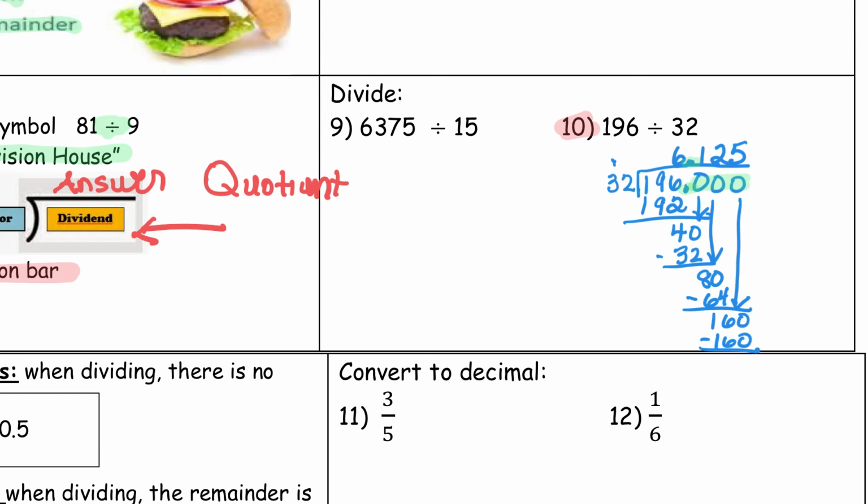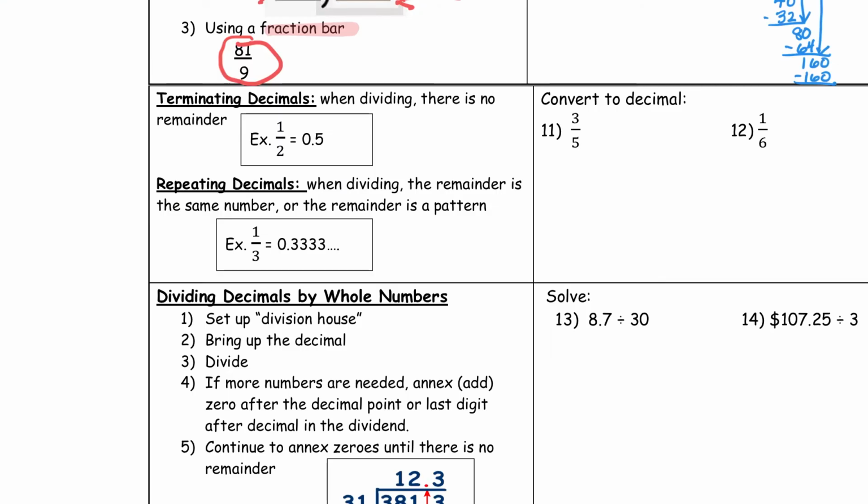But for us, most of the time, if you are going more than 3 places, then you probably made a mistake. This section here, terminating decimals, is just a review. When dividing, there is no remainder. So for example, if you have a fraction where you're changing 1/2 into a decimal, your answer would be 5/10. The top number becomes your dividend and the bottom number becomes your divisor. And that's how you get the 5/10.